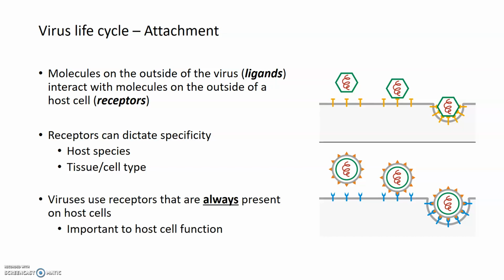And the thing that's smart about viruses, or the one smart thing that they do, is that they use receptors that are ever present on the outside of a host cell. So if that cell makes this receptor, a virus chooses one that's always going to be there on the outside. And usually that's because this receptor is extremely important to the function of the host cell.